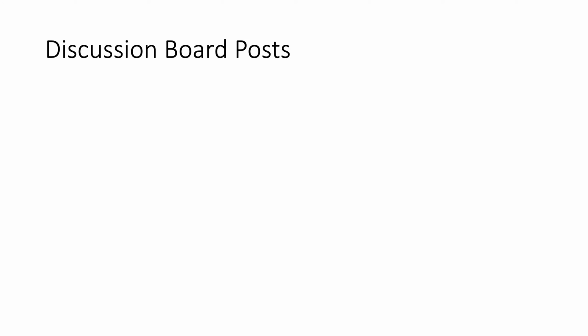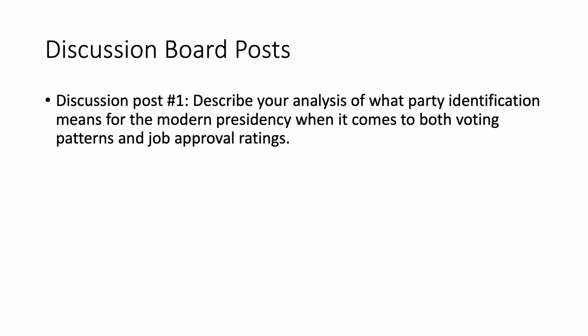So, at the end here, what I'd like for you to do is in Blackboard, post two discussion board posts. The first, describe your analysis of what party identification means for the modern presidency when it comes to both voting patterns in terms of support for presidential candidates and also job approval. This focus on party identification, I think, is an important component of American politics. So give me your sense, your feedback of what you see developing as I presented in these slides when it comes to the modern presidency.